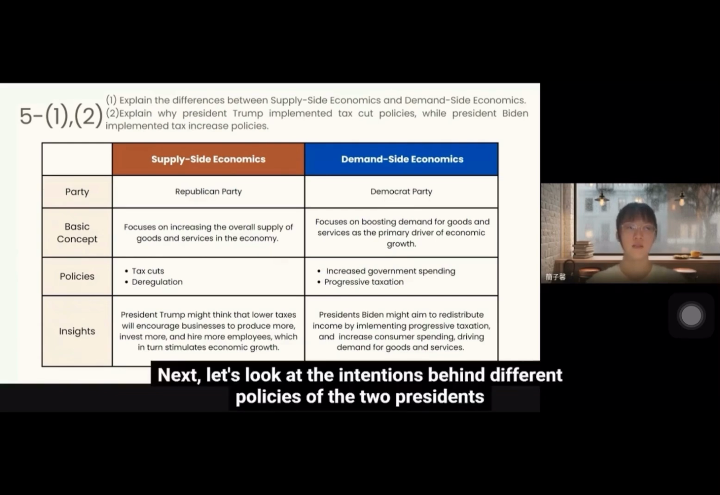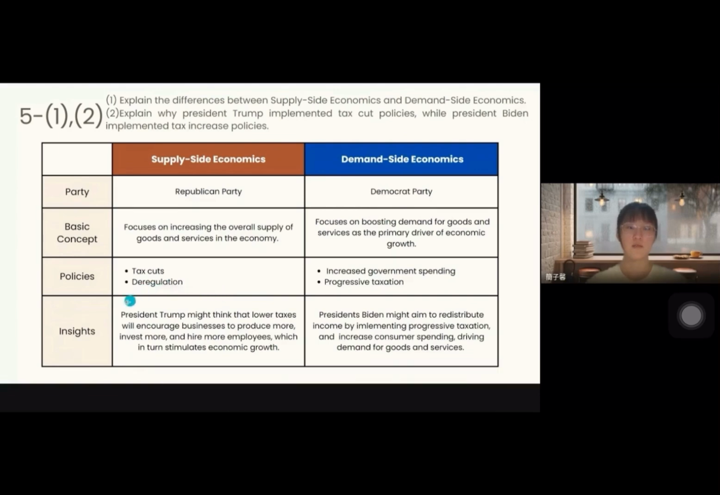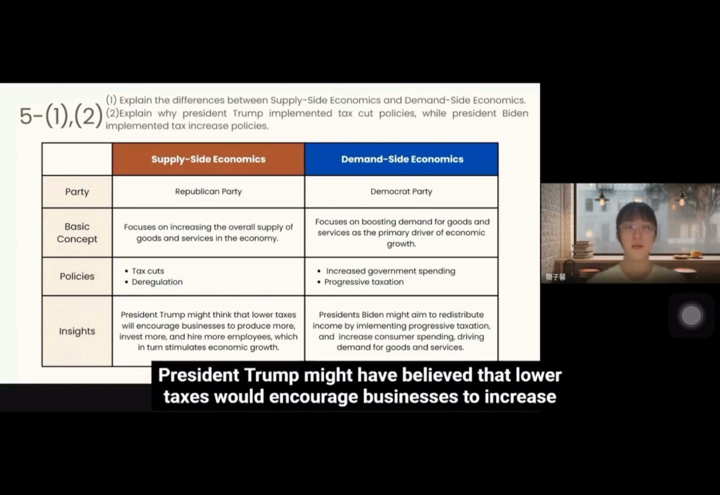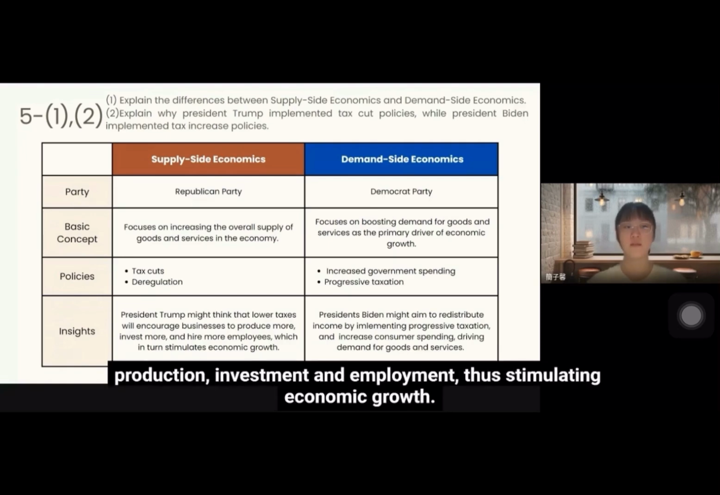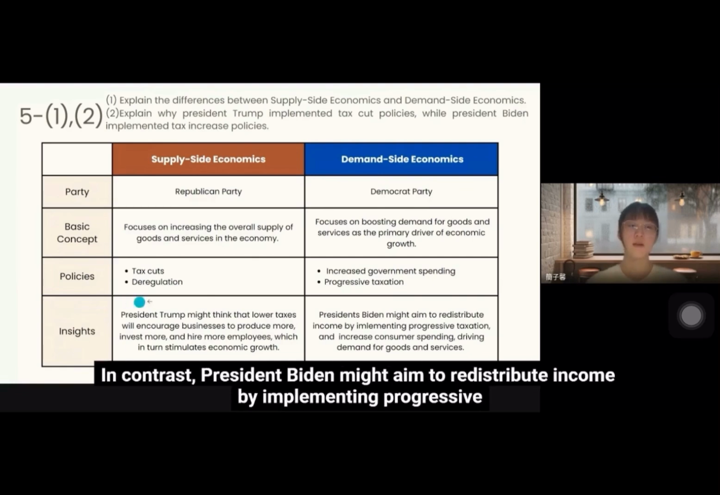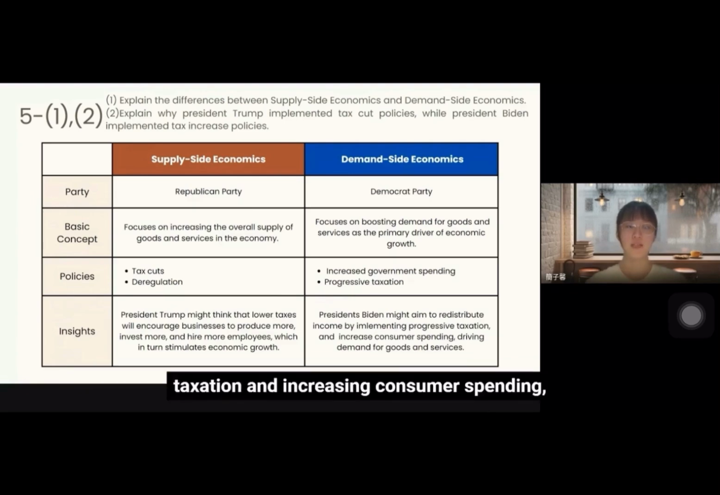Next, let's look at the intentions behind the different policies of the two presidents. President Trump might have believed that lower taxes would encourage businesses to increase production, investment, and employment, thus stimulating economic growth. In contrast, President Biden might aim to redistribute income by implementing progressive taxation and increasing consumer spending, which drives demand for goods and services.